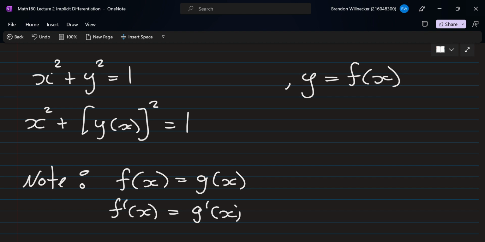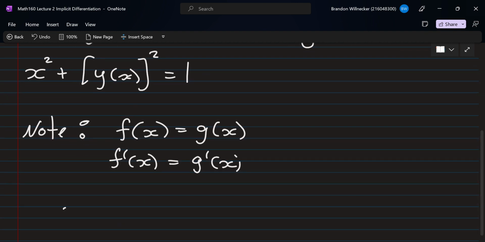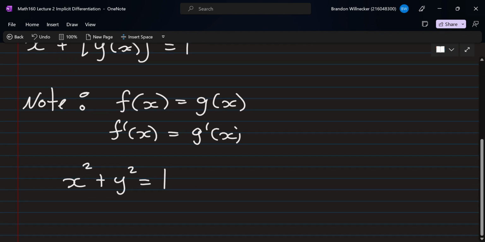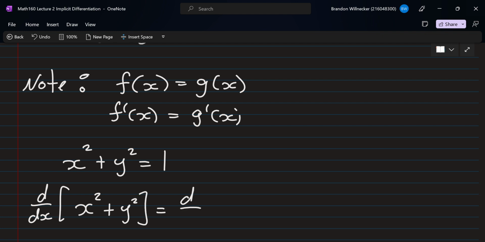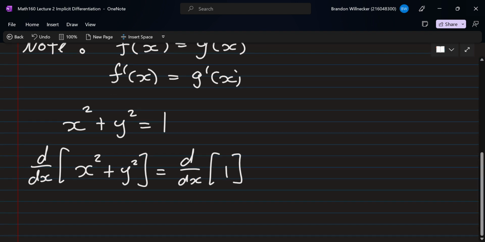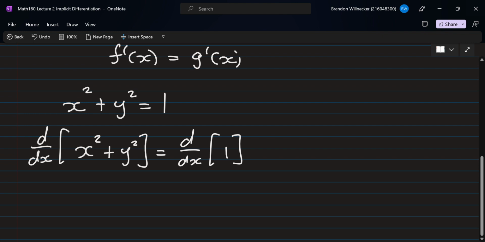The equality is maintained. So let's take our original expression, x squared plus y squared is equal to 1, and take the derivative on both sides. So we have d by dx of x squared plus y squared is equal to d by dx of 1. Now we can take the derivative on the left-hand side, keeping in mind that it's not just y squared, it's y as a function of x inside the function something squared. So we need to use the chain rule. But the derivative of x squared is standard, very simple, that's going to be 2x.